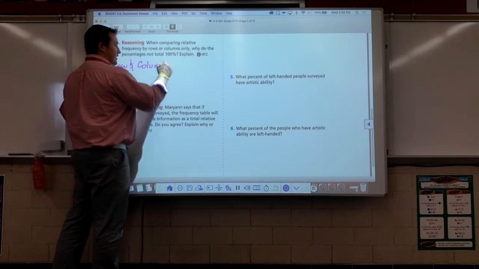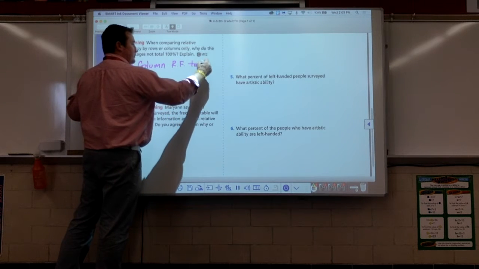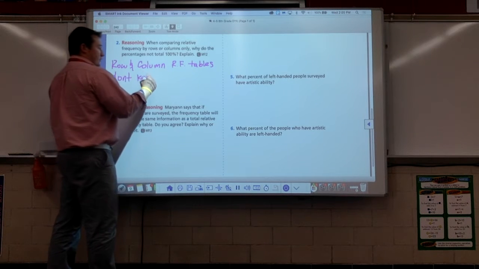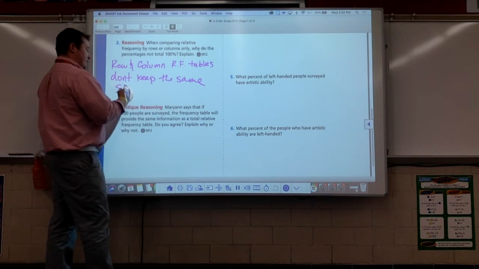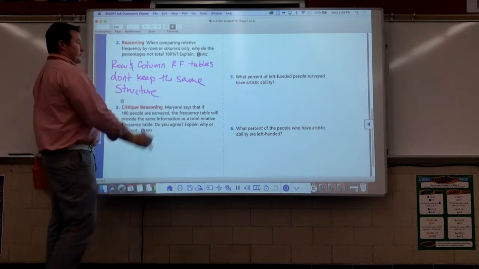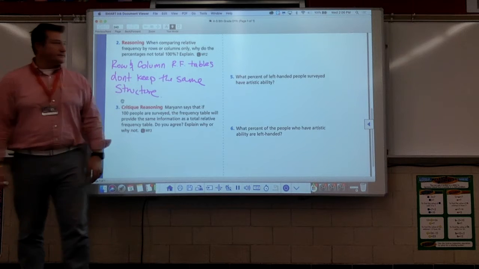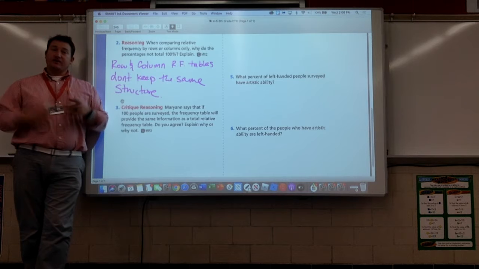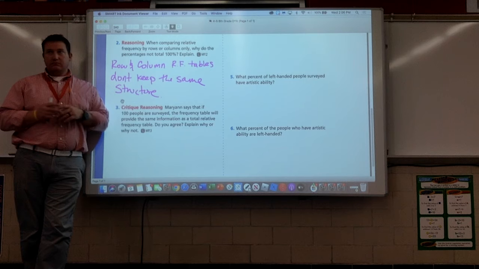I know I changed colors on you here. Relative frequency tables compare to the totals in rows and columns, not to the total in the table. Yeah? Whatever he said. Did you guys hear him? Yeah. He's really smart back there. Anyway, they don't keep our same structure as everybody on a total table, adding up and down and left and right. Okay?